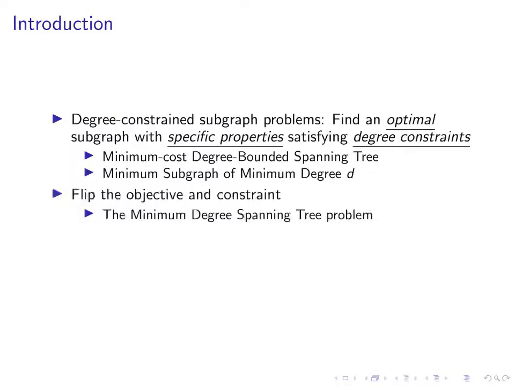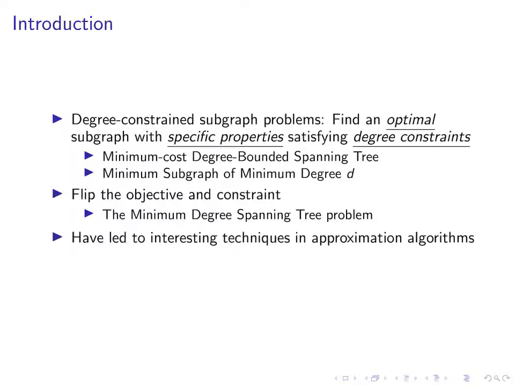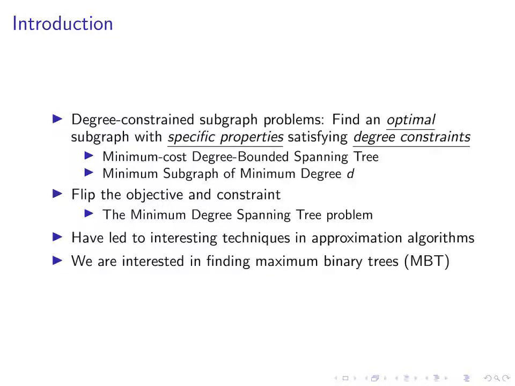One can maybe think of flipping the objective and the constraint. An example will be finding, among all the possible spanning trees, the one that minimizes the max degree. Well, these problems are mostly hard, thus they have led to interesting techniques in approximation algorithms. And in this talk, we're interested in a maximization problem, that is finding a maximum binary tree in a given graph.